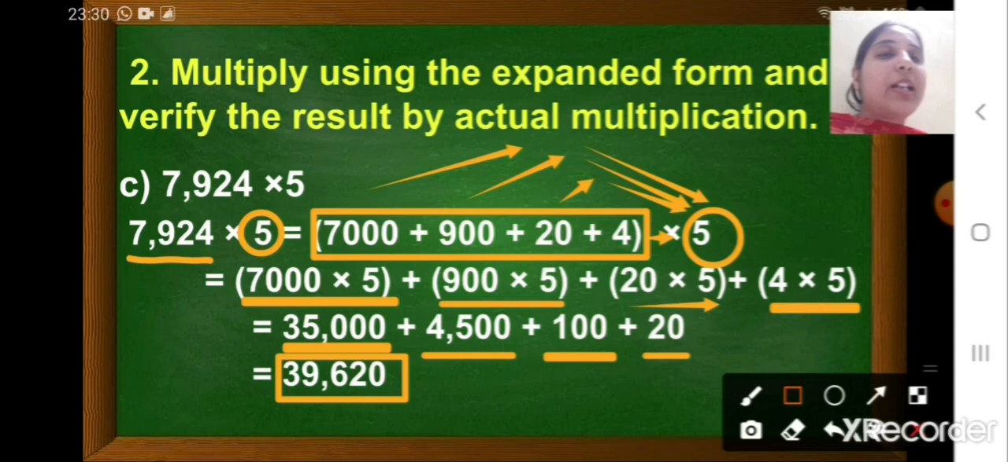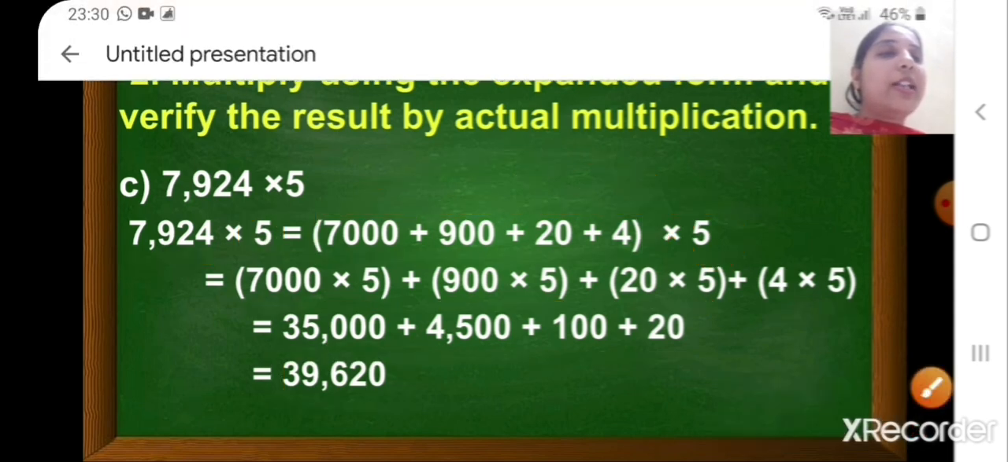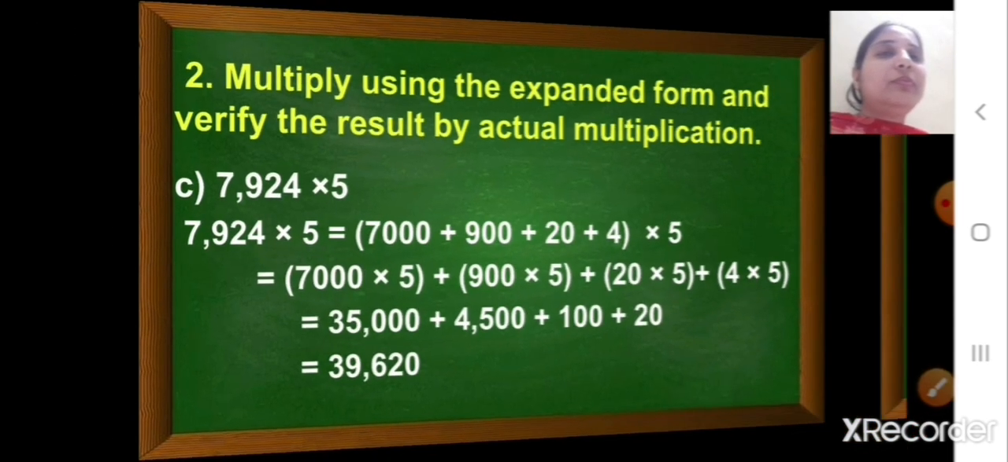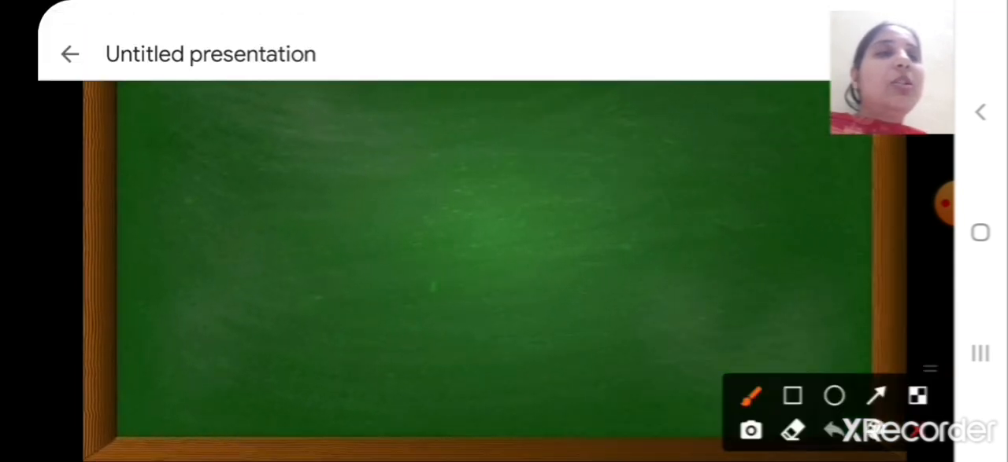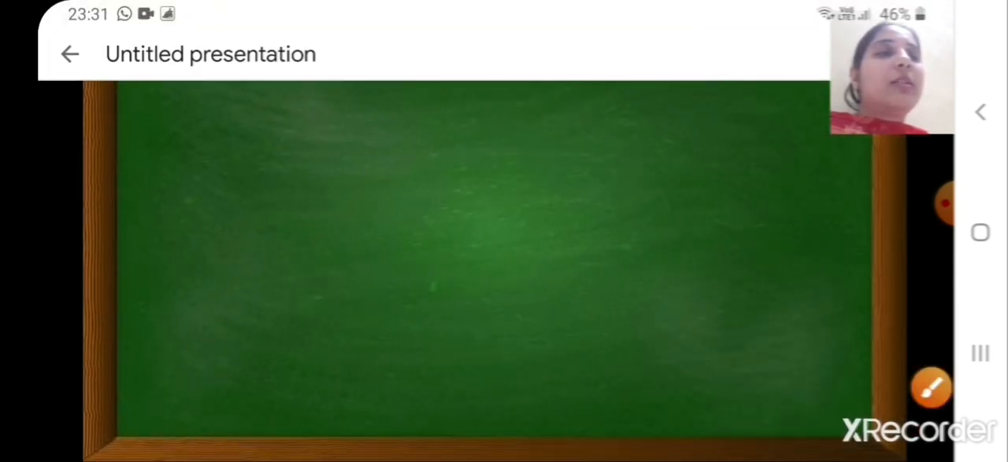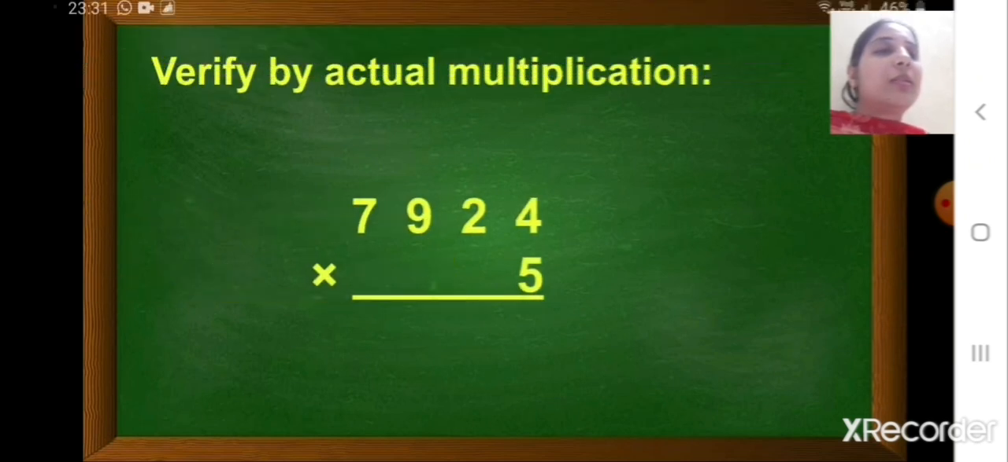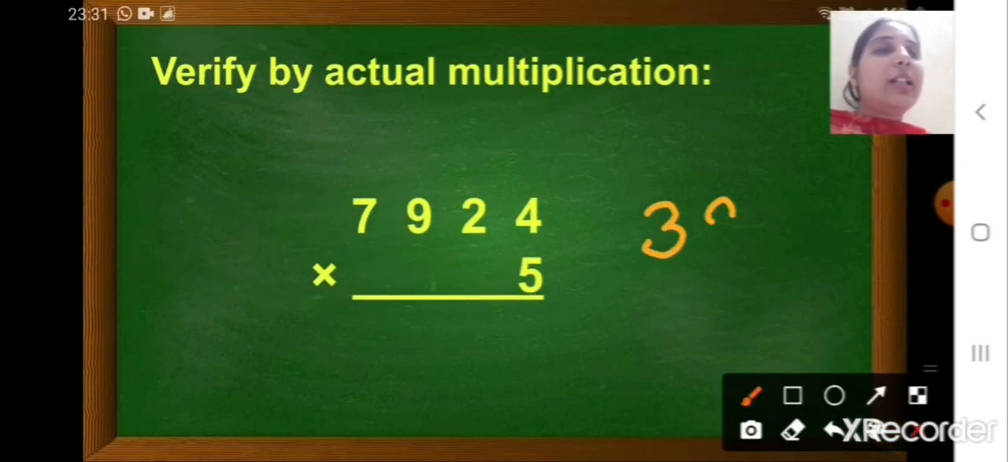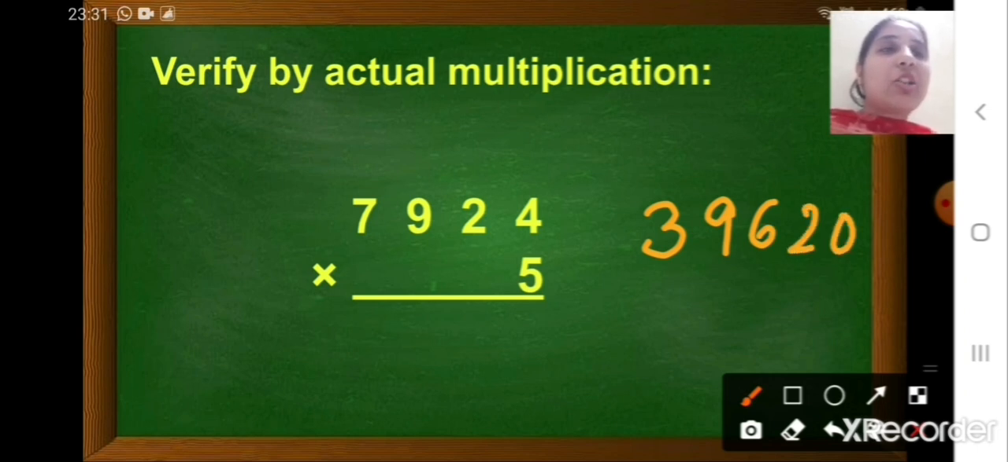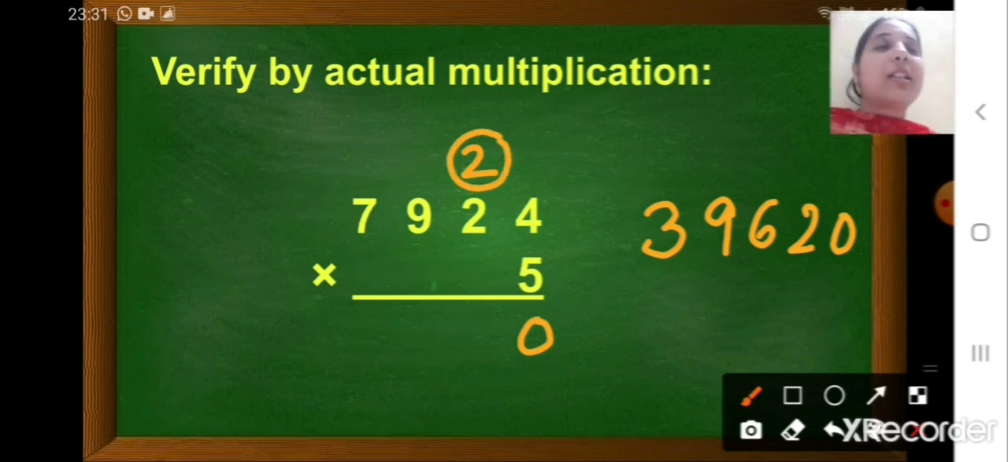So let's see, 39,620. There we were getting 39,620. Now let's see by actual multiplication whether we get that answer or not. So we'll start with the digit at the ones place. So 4 5s are 20. So 0 we will write here and 2 will be carried over to the tens place.